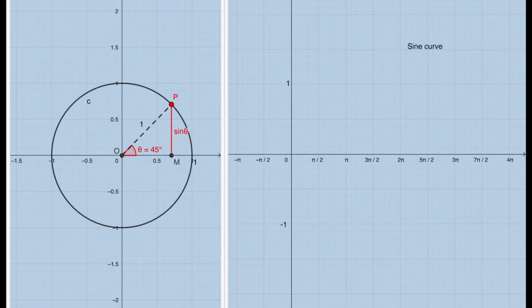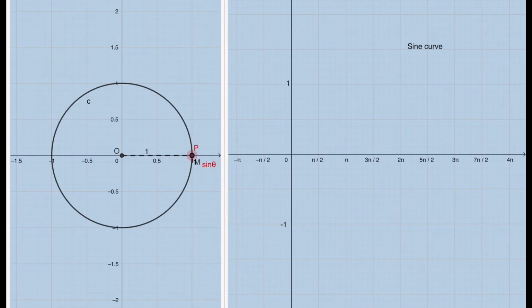Now, let us see how the sine curve is. Consider a unit circle. OP is the radius, so it will be 1 unit. Let angle POM be theta. From the right triangle OPM, sin theta will be opposite side by the hypotenuse. Hypotenuse is 1, so PM is equal to sin theta. And we know that the point P is cos theta comma sin theta. As P moves on the circle, theta also changes.